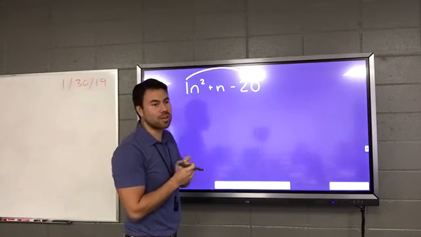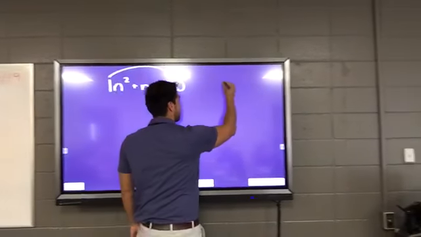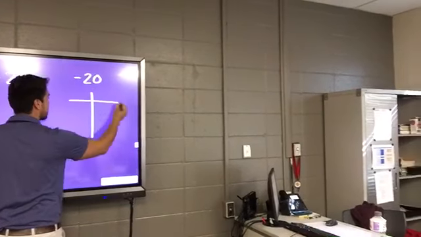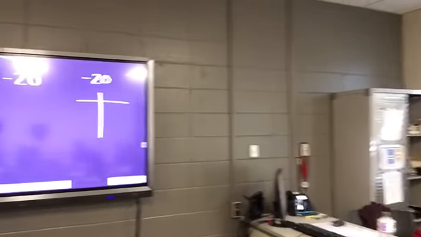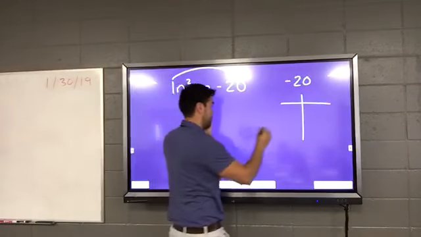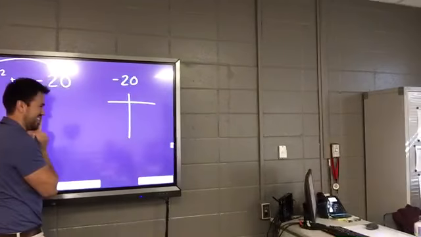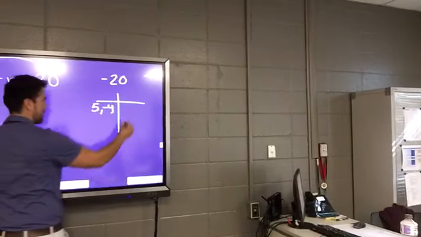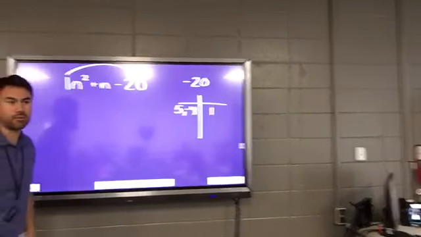Okay, Jack, what's 1 times negative 20? Negative 20. All right, so we got our negative 20 there. What are 2 factors of negative 20 that add up to be 1? Right, there's a 1 right there. 5 and negative 4? That would work. That gets me 1. That's what I wanted.